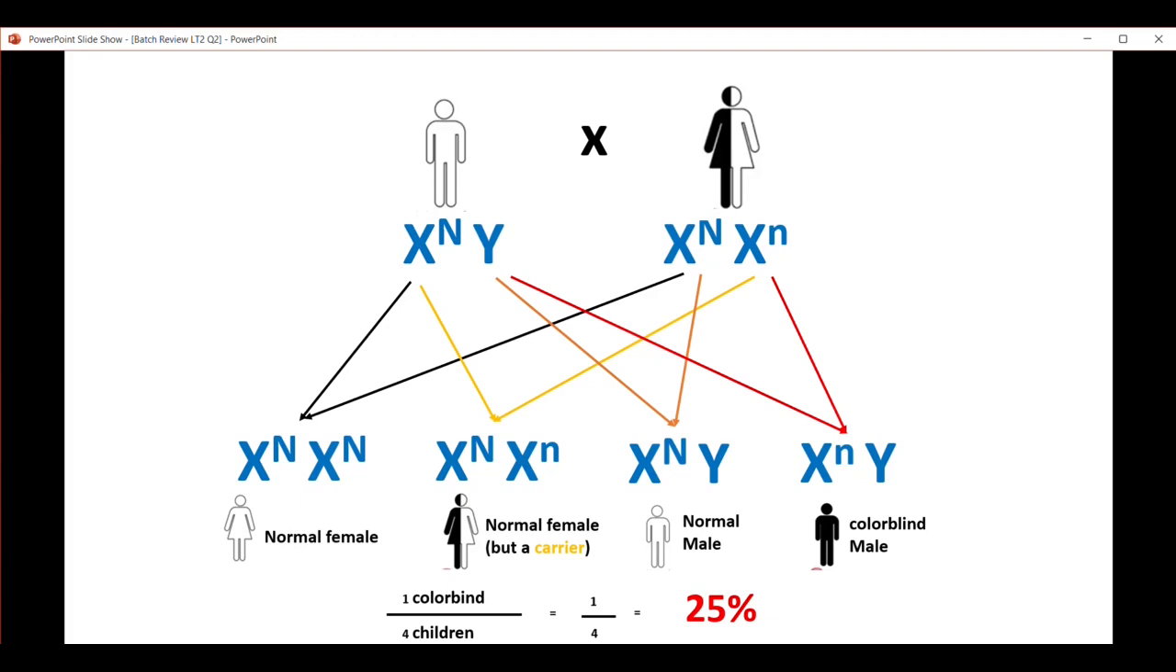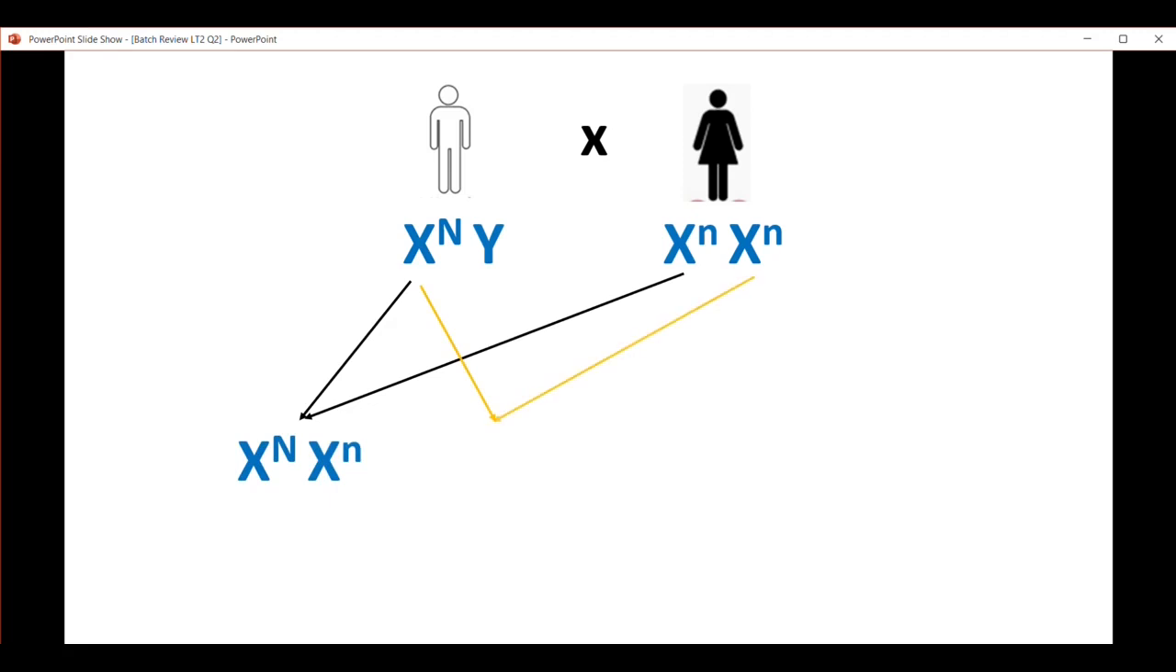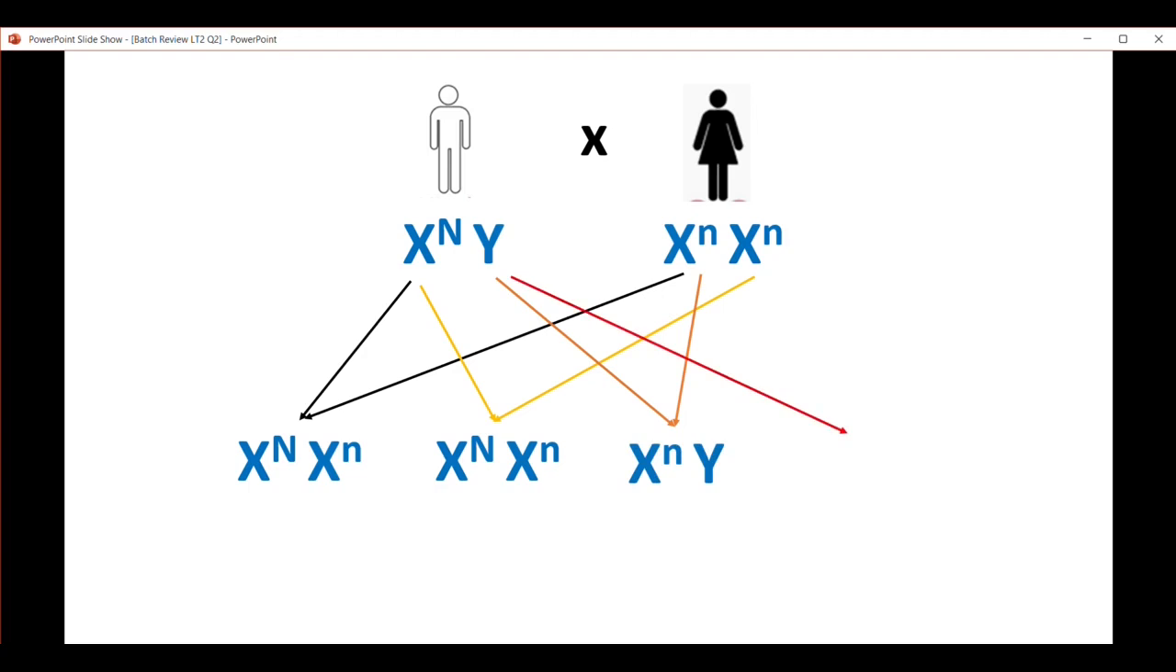So that will be the result of such a cross. Another cross is, how about if the male is normal while the female is colorblind? So this means that the female will be X small and X small. Crossing the first and the first, you will have an X big and X small, and first and the second will be an X big and X small. The Y will be given by the father and X small by the mother: X small Y, and the Y and the X small Y. So you have all of this.